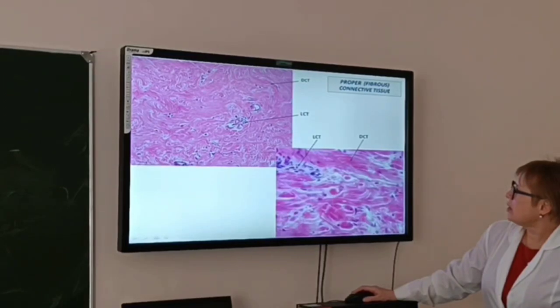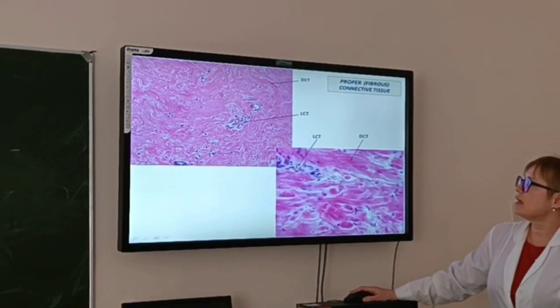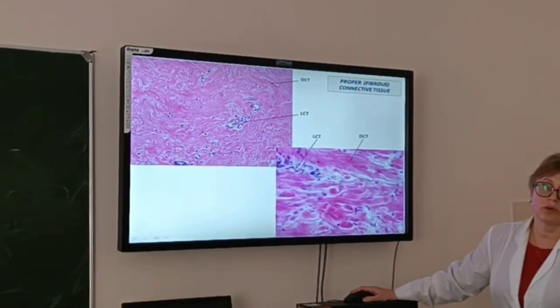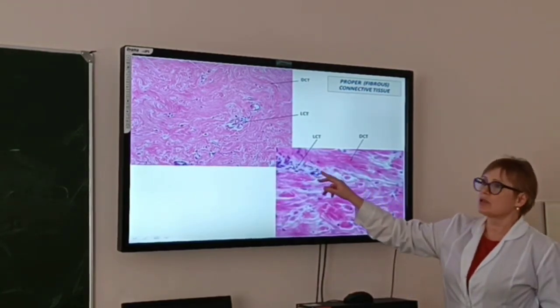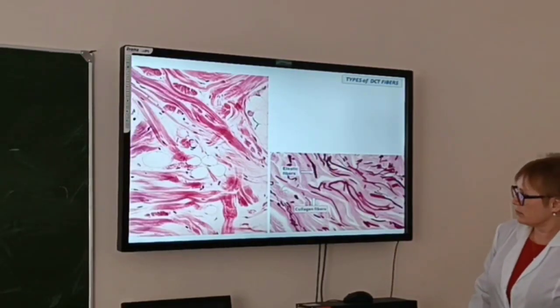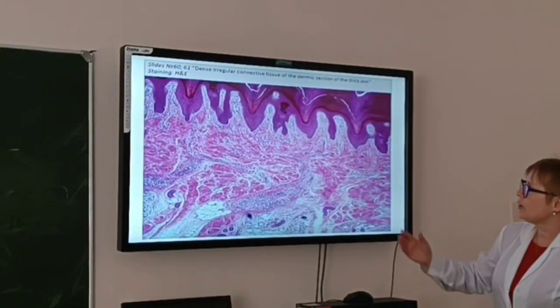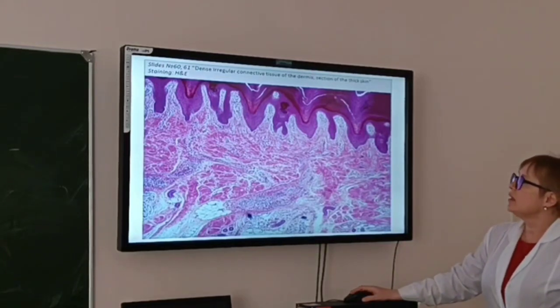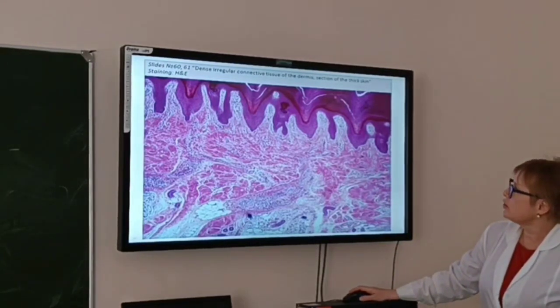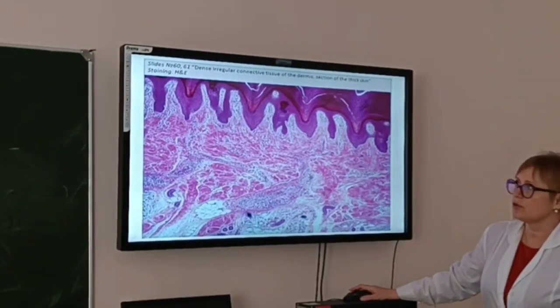What is this besides the bundles of collagen fibers? These are islets of loose connective tissue. Why? Because we can see a lot of cells inside, we can't see a lot of collagen fibers, we can see ground substance. Again, a picture of irregular dense connective tissue. This is a slide of the skin, and the reticular layer of the skin consists of dense irregular connective tissue.